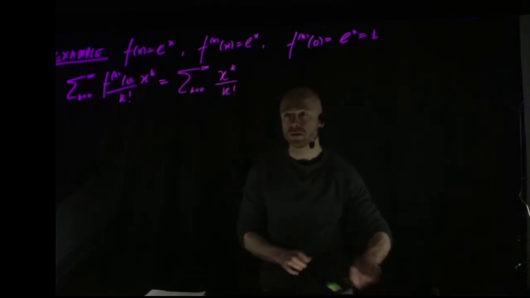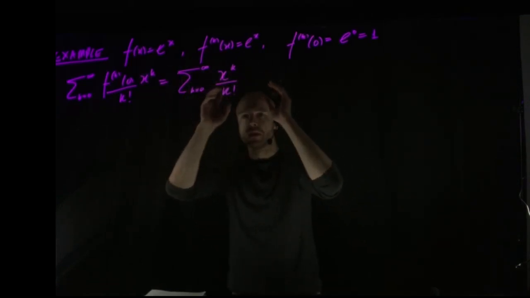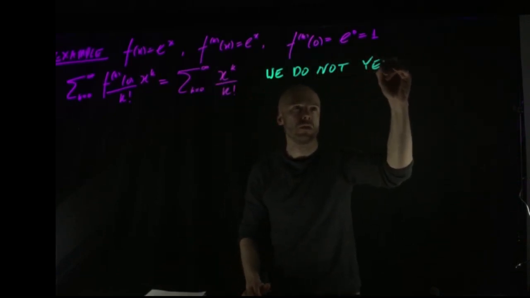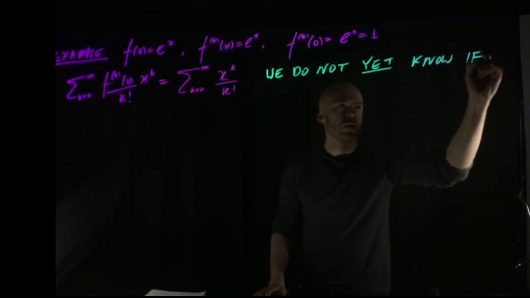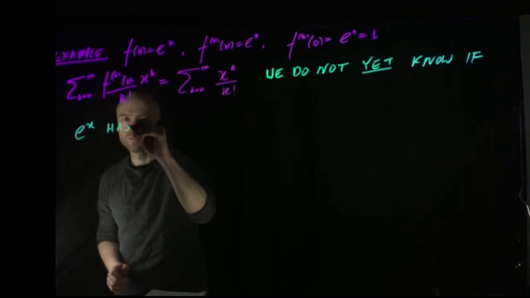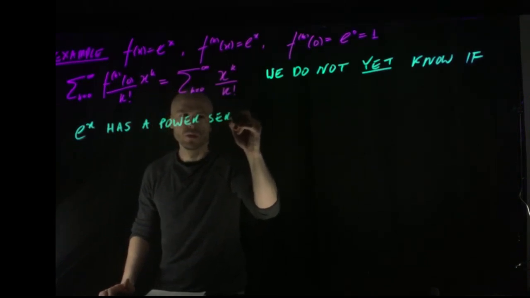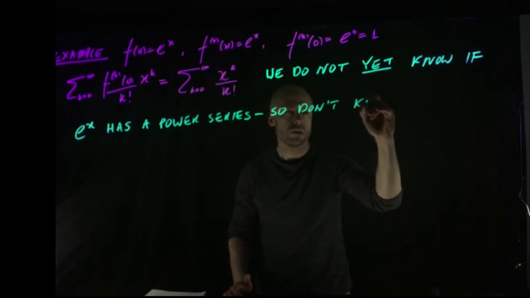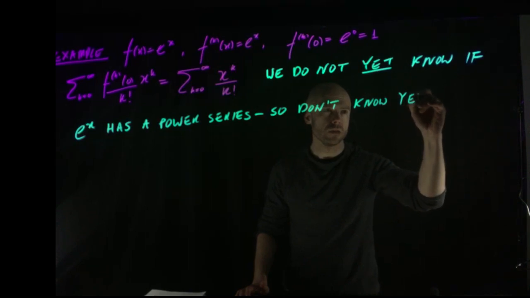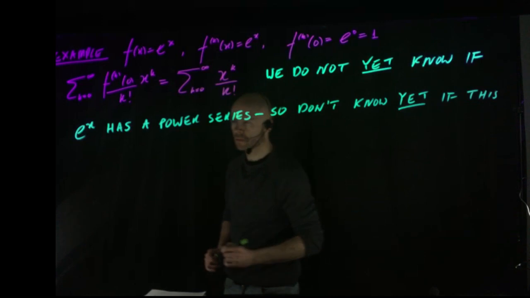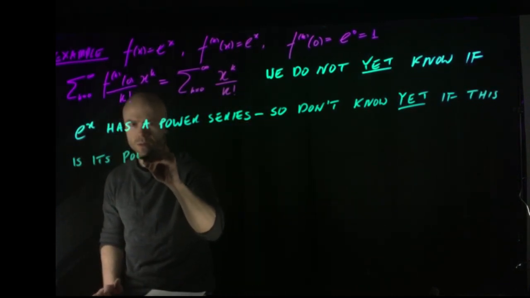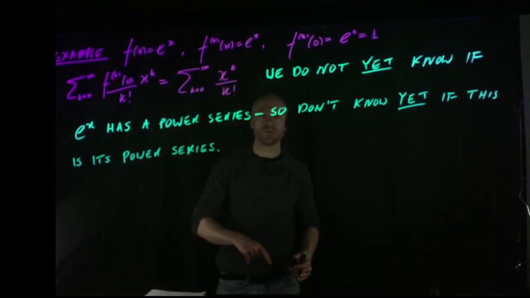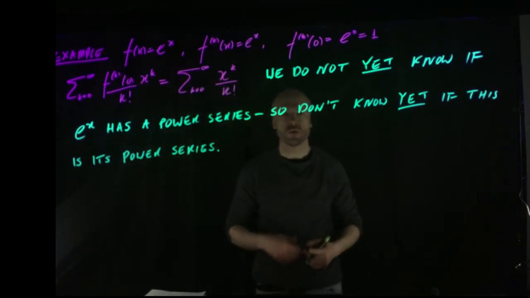All right, so let's try and figure out the radius of convergence of this power series. Again, we don't know that this thing actually represents e to the x yet. So don't know if this is its power series yet. All we know is that if it did have a power series, then it would have to be of this form. However, now that we have a power series of this form, let's ask ourselves what's the radius of convergence of this.